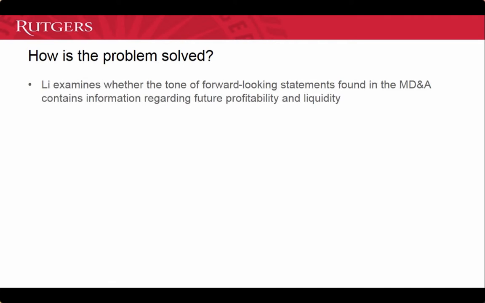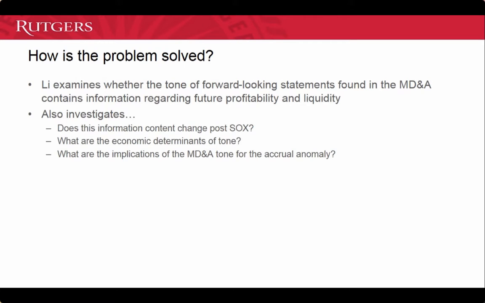So how are we going to solve this problem? Professor Lee is going to look at the tone of the forward-looking statements found in the MD&A, and see if there's any information regarding future profitability and liquidity of the company. He also investigates if this information content changes after Sarbanes-Oxley. What are the economic determinants of tone, and what are the implications of the MD&A tone for the accrual anomaly? So when we say tone of the MD&A, what's he talking about?